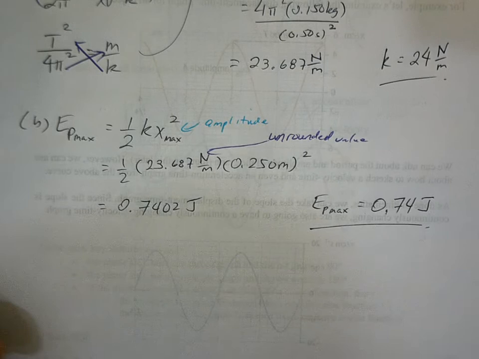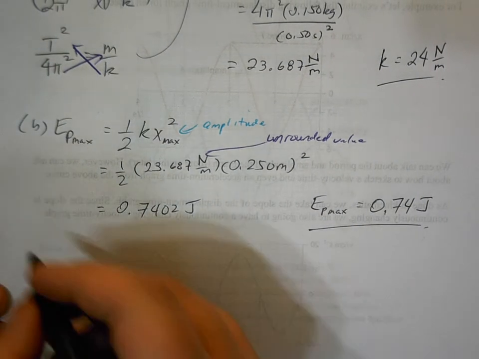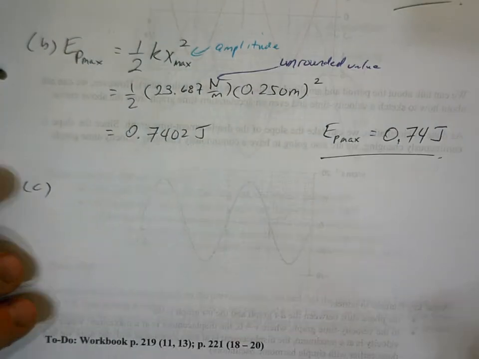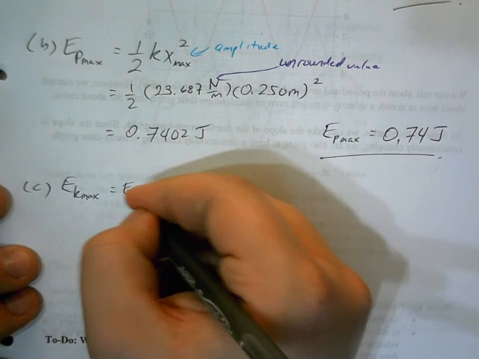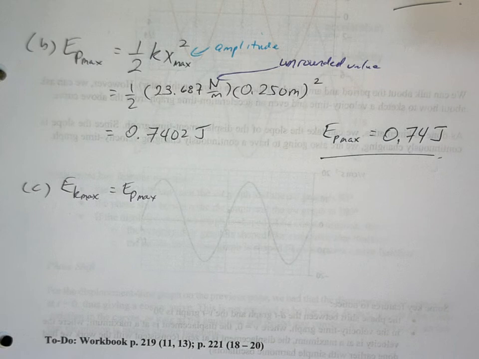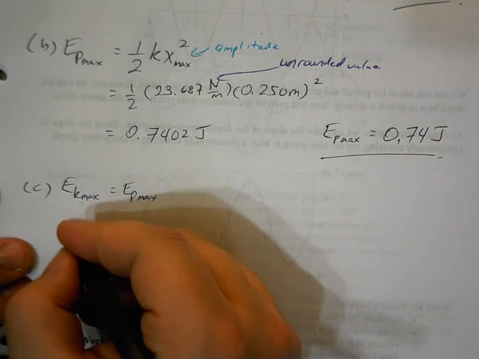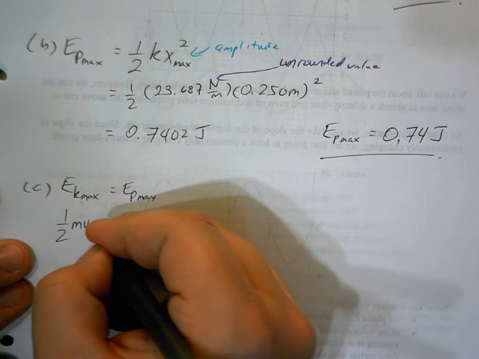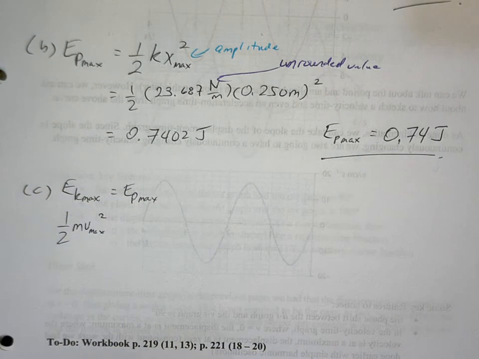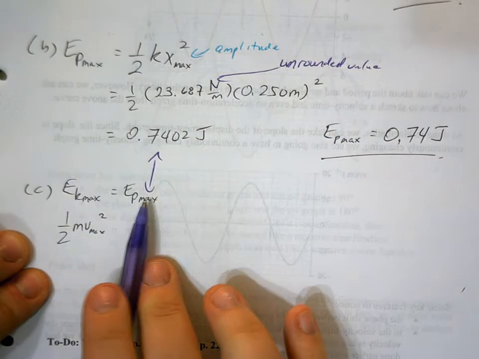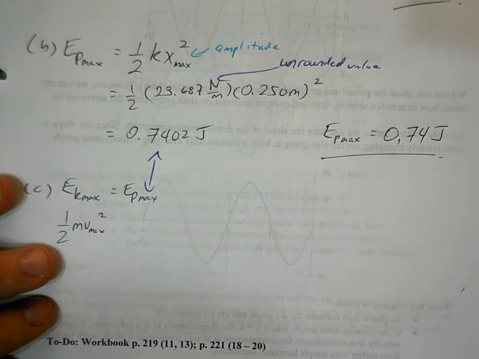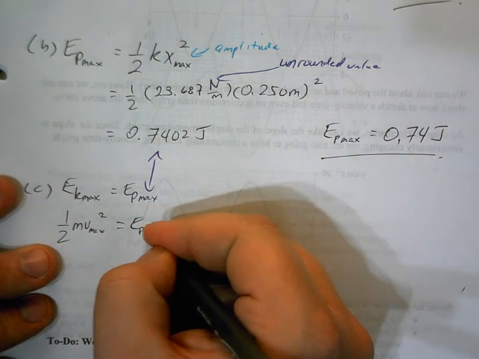And the last part, we want to find the maximum speed. So we said to find maximum speed, we know that EK max is equal to EP max. Now, we know EK max is going to be half m v max squared. Now, you can write EP max is equal to half kx squared, but there's no point in doing that. We already calculated EP max, so why would we repeat that calculation again? So we're just going to leave it as EP max.